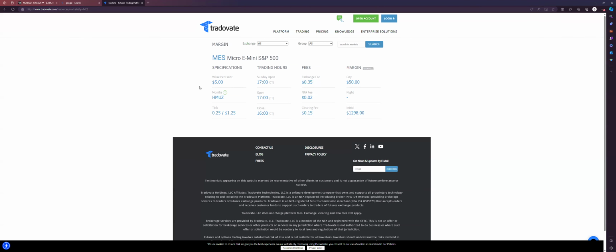So on the ES mini, it's $500 in your account at all times. You move at $12.50 per tick and $50 per point. And that's MES and ES.